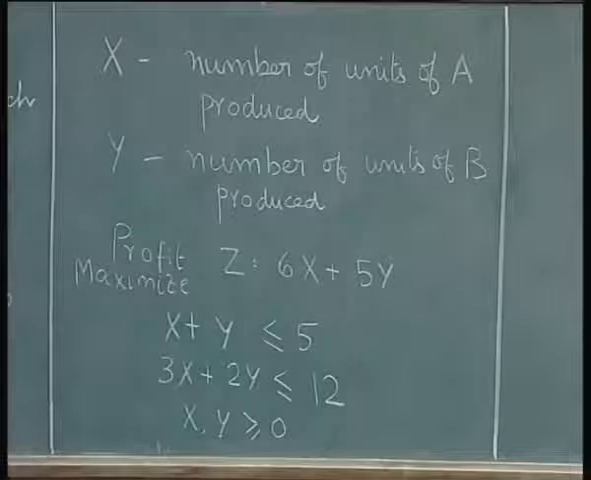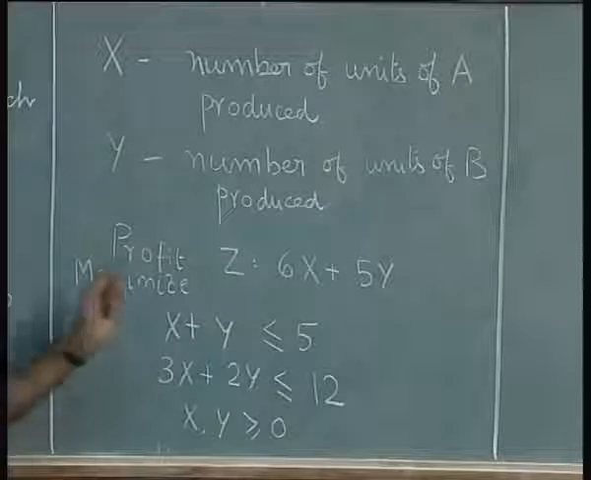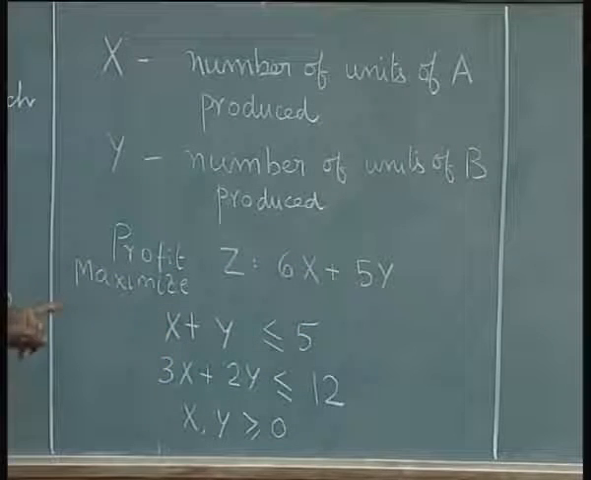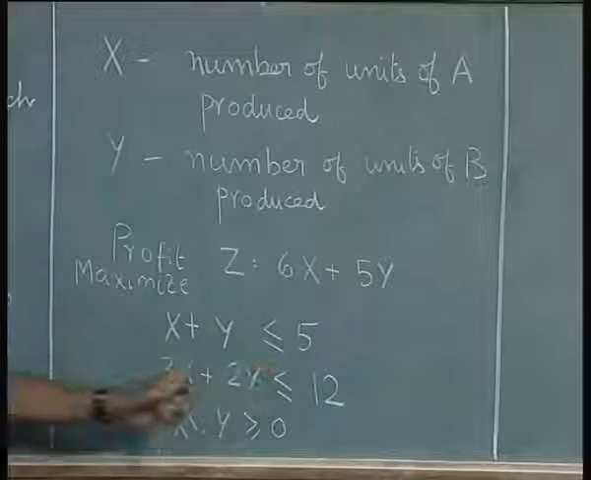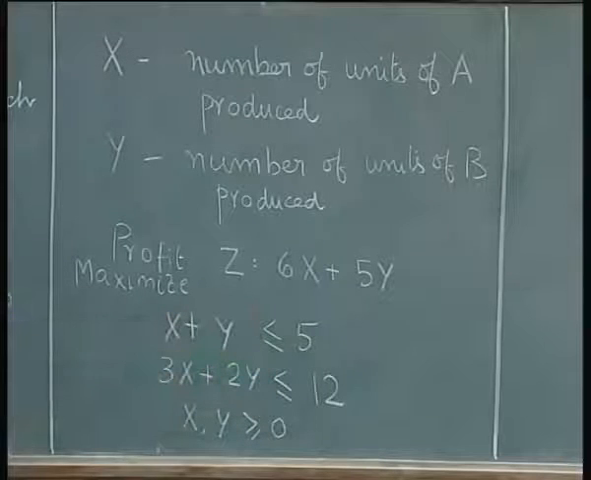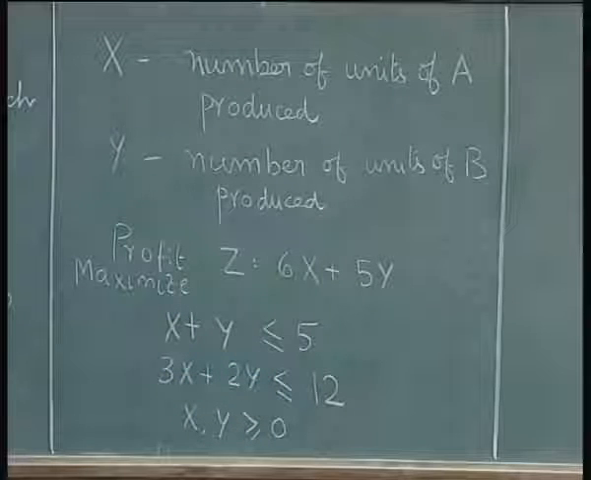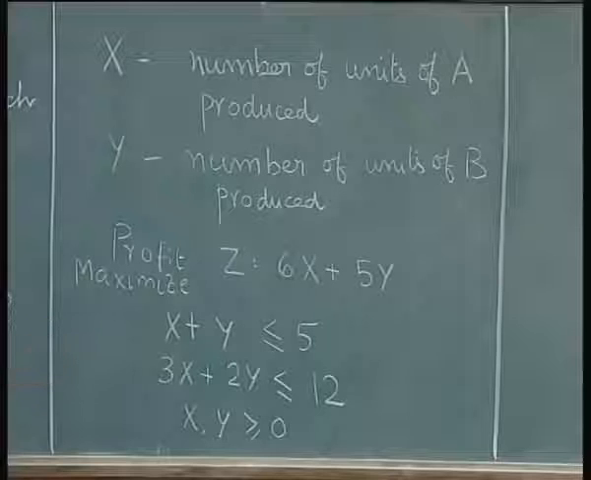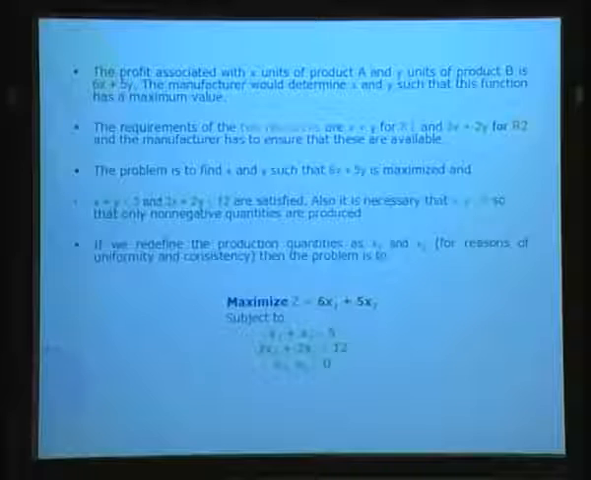So the person would like to find X and Y in such a way that the function 6X plus 5Y is maximized, and X and Y have to satisfy these conditions: X plus Y is less than or equal to 5 and 3X plus 2Y less than or equal to 12, and explicitly stating that X and Y have to be greater than or equal to 0, which is what is shown here.